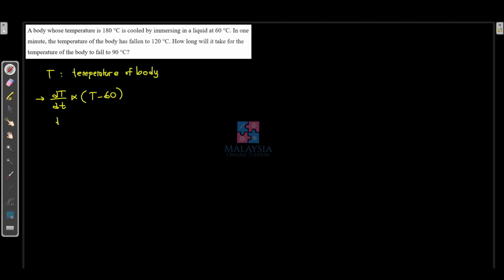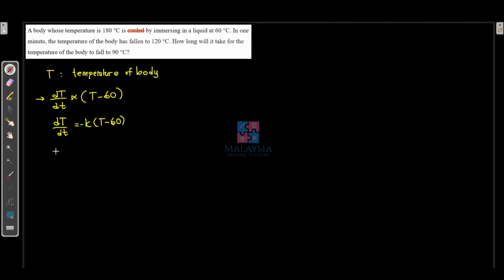Changing the proportionality sign into an equal sign, dT over dt equals K times open bracket T minus 60. You have the option of putting the negative here, or if you forgot to put a negative here, it's fine. The K will follow you later. So why is it negative? The reason is because our temperature is decreasing. You can see the keyword here, they said cool.